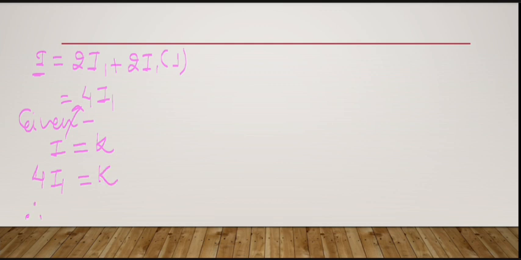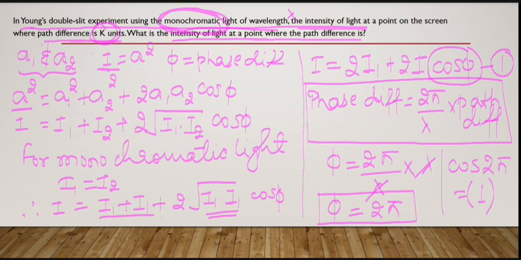Therefore I1 is equal to k upon 4. So this is for the first one. Now here, students, the question is not written over here, so we have to find what is the intensity of light at a point where the path difference is, let us consider, lambda by 3. It is there in the NCERT exercise, it is lambda by 3.